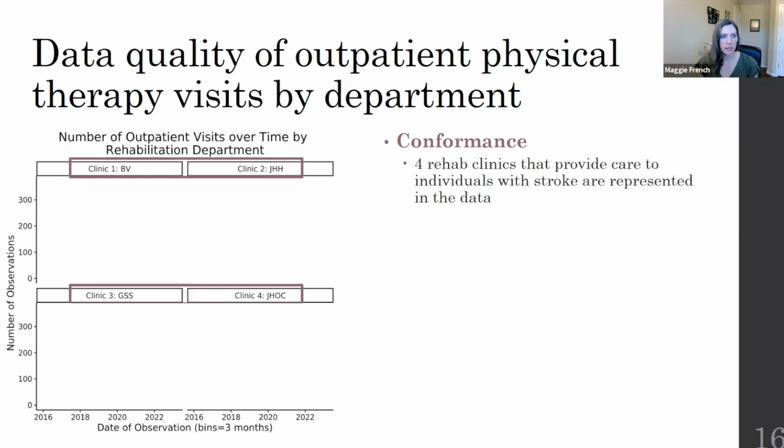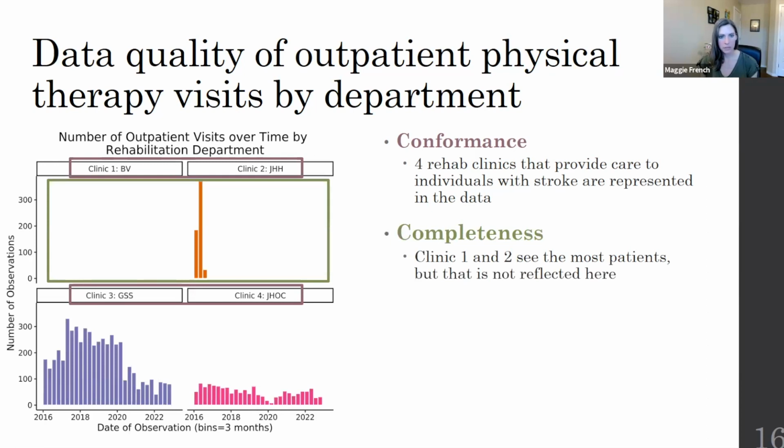To examine completeness, we can look at the number of visits that occur within each of these clinic settings. And when we do this, we actually see a problem. We see that clinic 2, 3, and 4 here have visits, but clinic 1 and 2 have very few. For clinic 1, so much so that it actually doesn't even show up on the y-axis scale here. And so this is really demonstrating an issue with completeness. And we know that this is inaccurate because we know what actually is going on within our healthcare system.